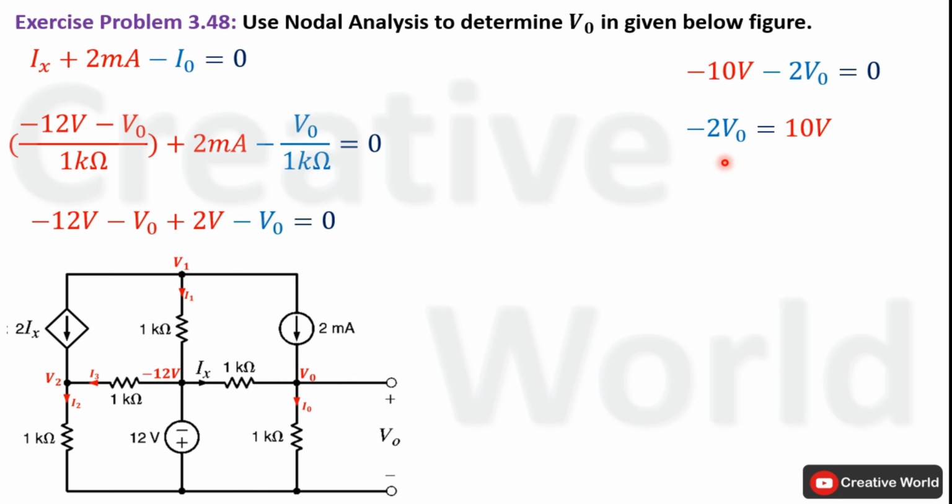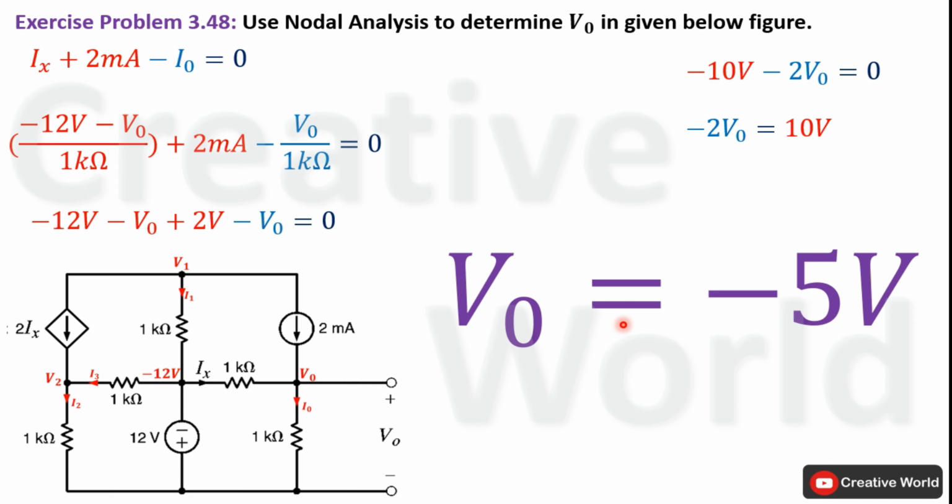Now in order to calculate the value of V0, we will divide this equation on both sides by minus 2. So the value of V0 will become minus 5 volt. So minus 5 volt will be appearing across this 1 kilo ohm resistance in this network. This minus sign is indicating that the polarity of this voltage V0 is given wrong. The actual polarity is opposite to the given polarity. As it was asked in the scenario, we have to calculate the value of V0 that we already have calculated. So there is no further need to solve the rest of the scenario.